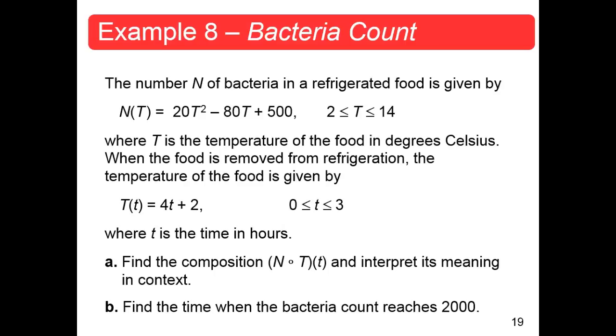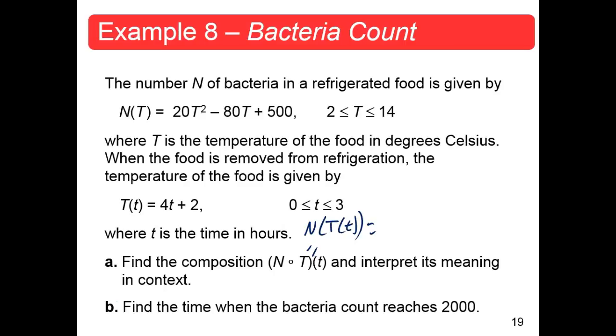Okay. So that's time in hours, little t, capital T temperature. Degrees Celsius, not Fahrenheit. Find the composition N composed with T, that's temperature T, of little t time, and interpret its meaning in the context of this problem. So let's do this first part. What do we mean by N composed with T? That means N of capital T of little t, right? Okay, now, tell me what to write for that.